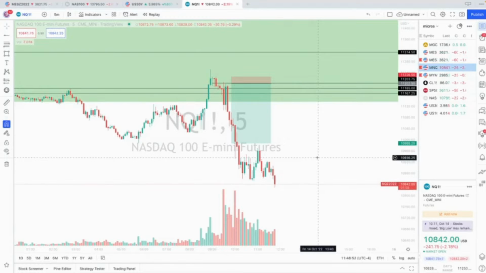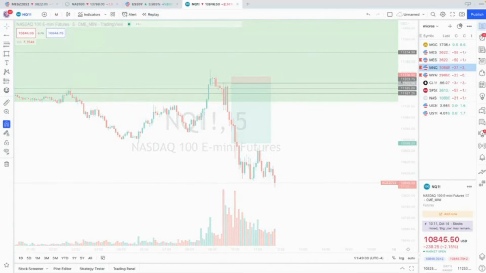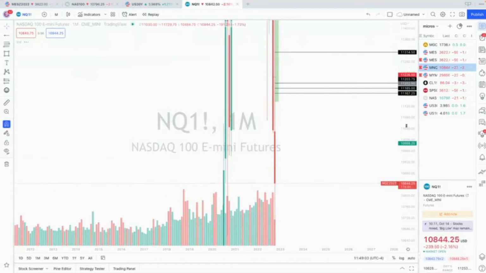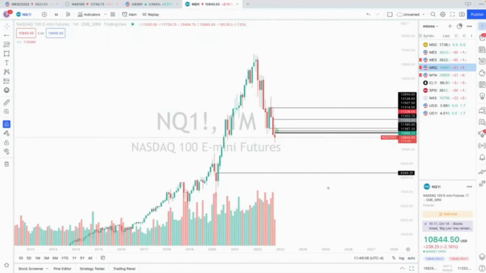But this is what I just talked about. It's going to apply moving forward. This isn't just for today. If we go back into a monthly time frame, we can see again where we're seeking, which is all the way down here.